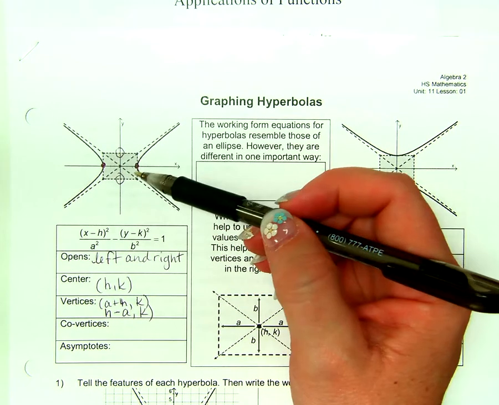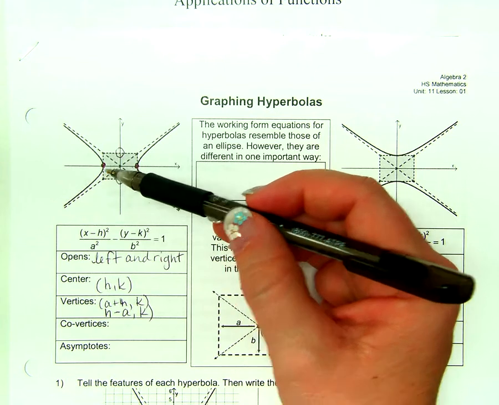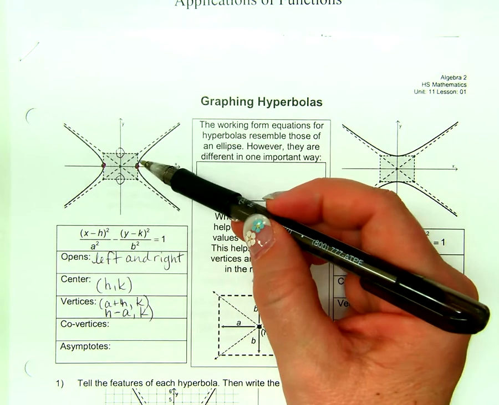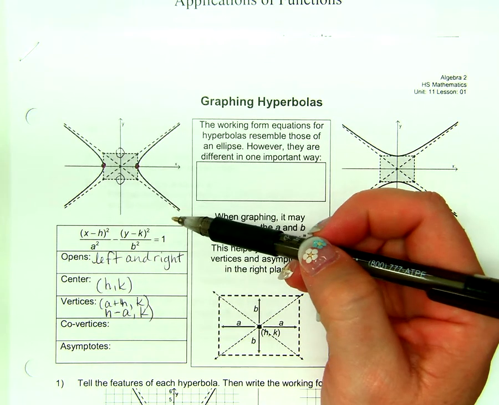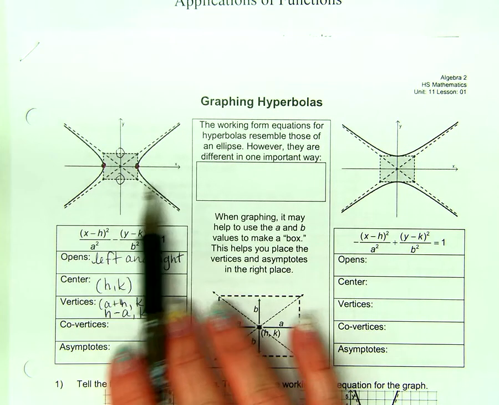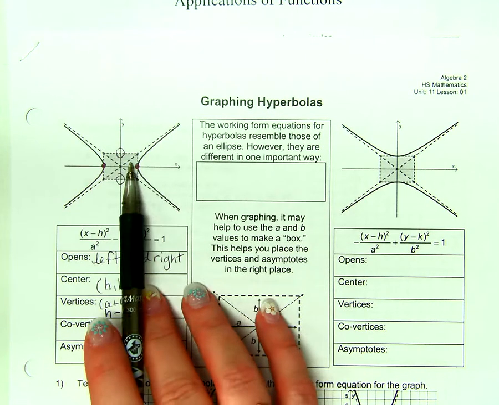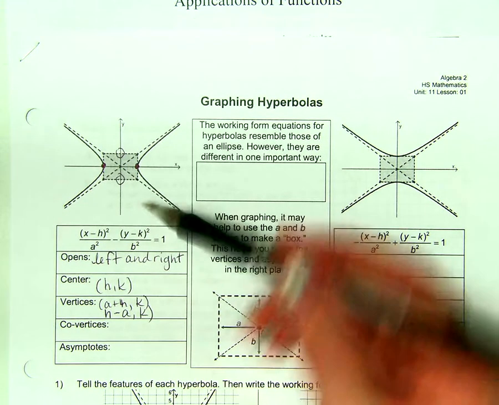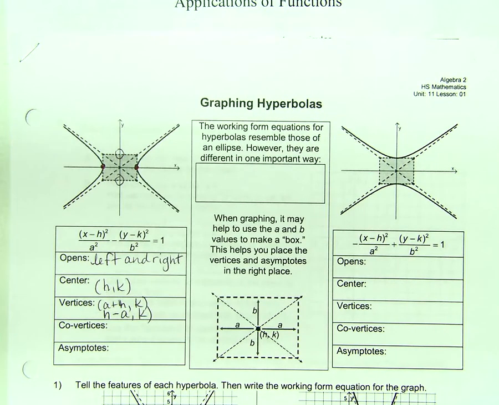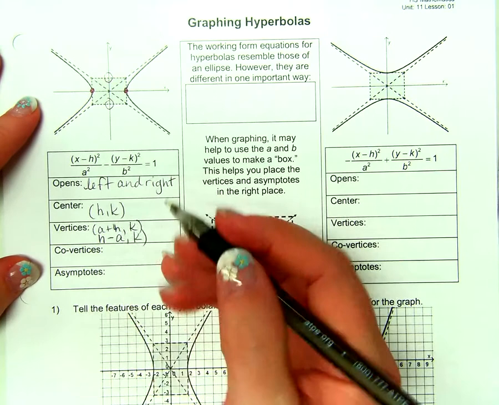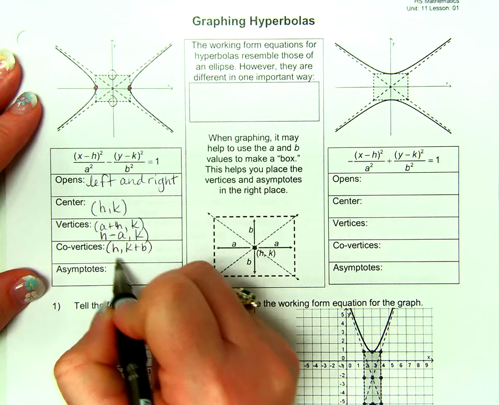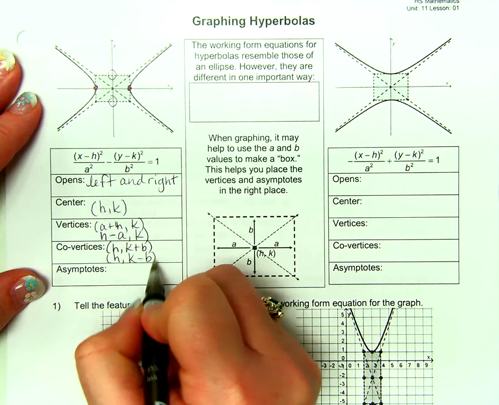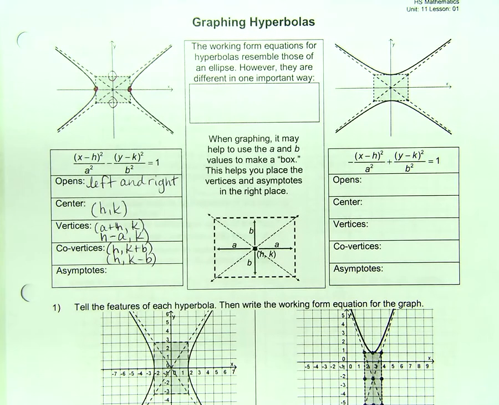What do you notice about the asymptotes and the box? They go right through the corners. And what do you notice about the shape of the hyperbolas? It follows the asymptotes. So the asymptotes will really help us create the hyperbola, and the box gives us the asymptotes. So we have to have these co-vertices to be able to draw the box so that we can draw the asymptotes so that we can draw the hyperbola. Okay? So co-vertices: (H, K plus B) and (H, K minus B). I promise this will make more sense when we're actually doing things with numbers.